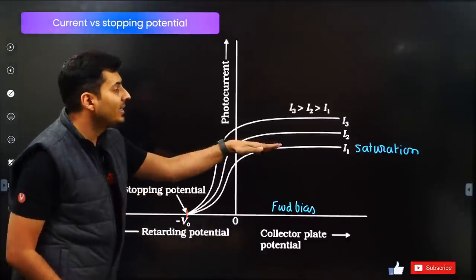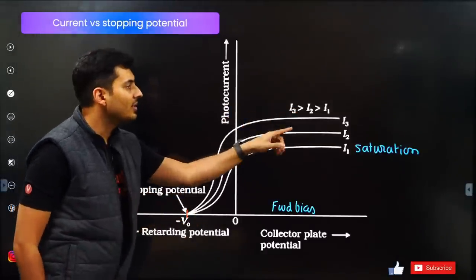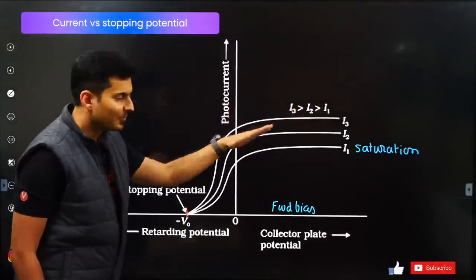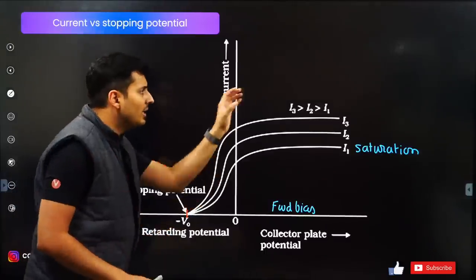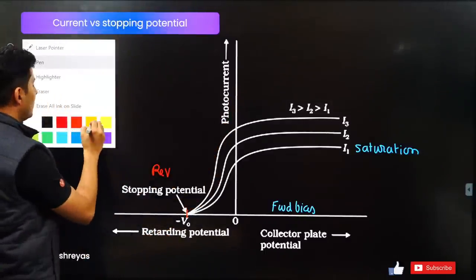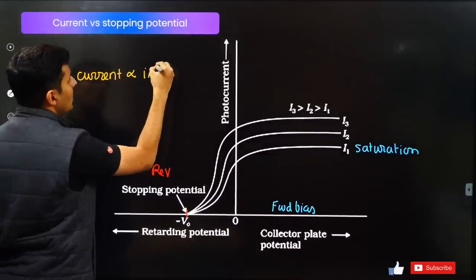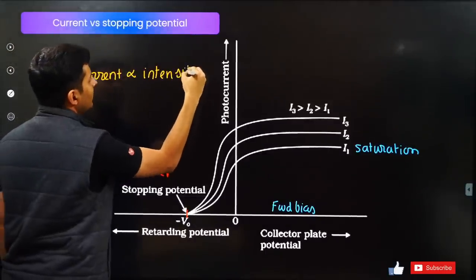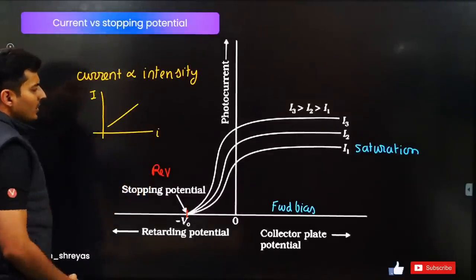If you increase the intensity, current increases, but stopping voltage does not increase. So you can see this is of different intensities. It doesn't matter how high the intensity is, stopping voltage does not change. It's just that the current is proportional to intensity. Current is directly proportional to intensity. So if you draw current and intensity graph, it will be like this.